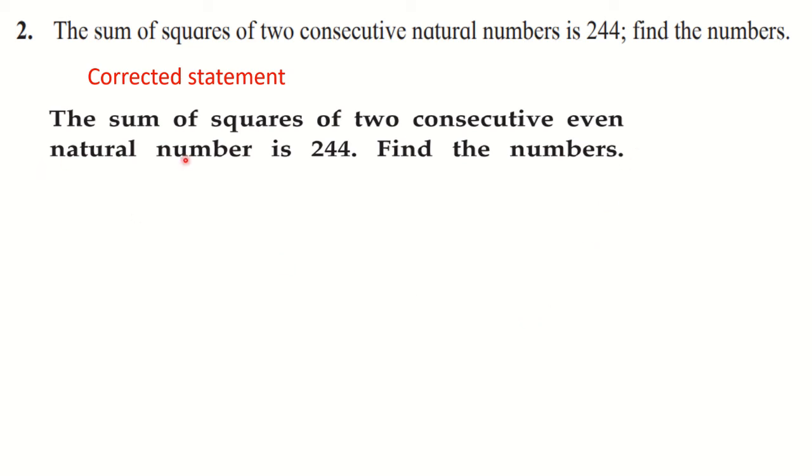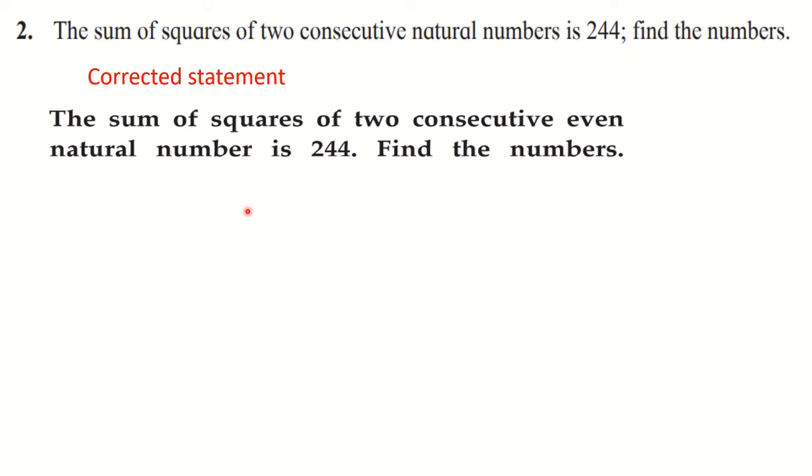So to start solving here, see, the sum of squares of two consecutive even natural numbers is 244. Only one condition is given, and find the numbers. So clearly you can understand that here you have to use only one variable. Second condition is not given, so you cannot write down one variable in the form of other. So here sum of squares of two consecutive even natural numbers. Consecutive even numbers.